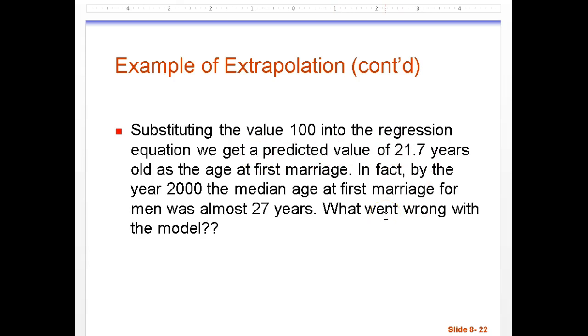On the next slide it says if you plug 100 into that equation, you are going to get a predicted value for median age at first marriage for men of 21.7 years. So almost 22 years is the predicted median age at first marriage for men. It says here, in fact, by the year 2000, the median age at first marriage for men was almost 27 years. So what went wrong with our model?